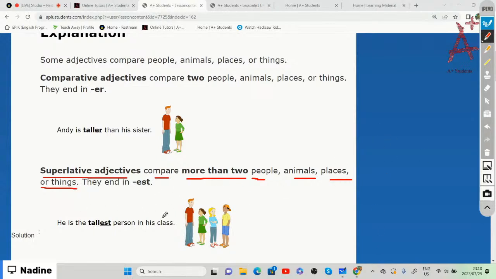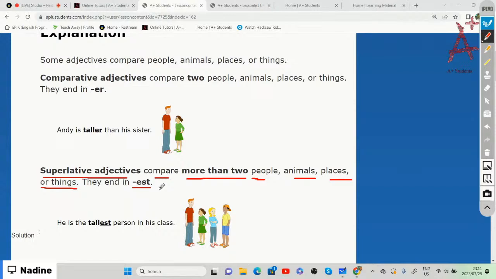And if we look at an example, the pictures that we see in front of us, there are four people within the picture. It says, he is the tallest person in class. Which means that if we are comparing people, animals, or places to more than two things, then our adjective is going to end in est.